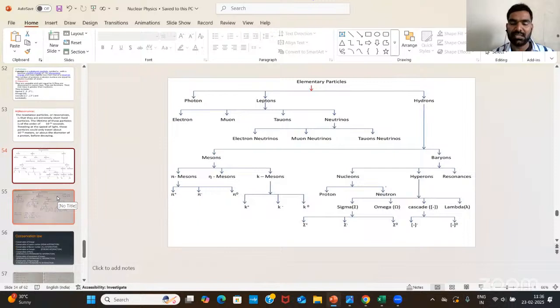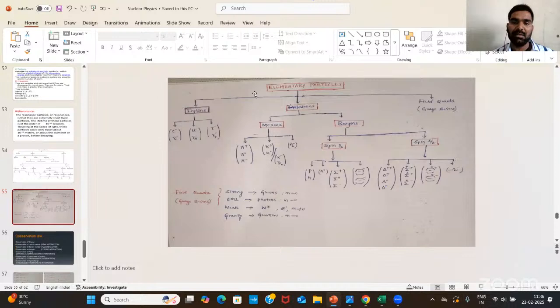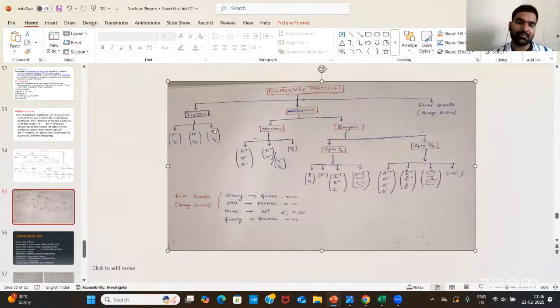If you see the classification again with the symbols, you can understand easily like this: elementary particles, leptons, hadrons. These are the field quanta. Leptons are electron and its neutrino, muon and its neutrino, tau and its neutrino. Mesons are the pi group, that is pi plus, pi naught, pi minus, K plus, K naught, K minus, K naught bar, eta naught. Baryons are spin half and spin 3 by 2.